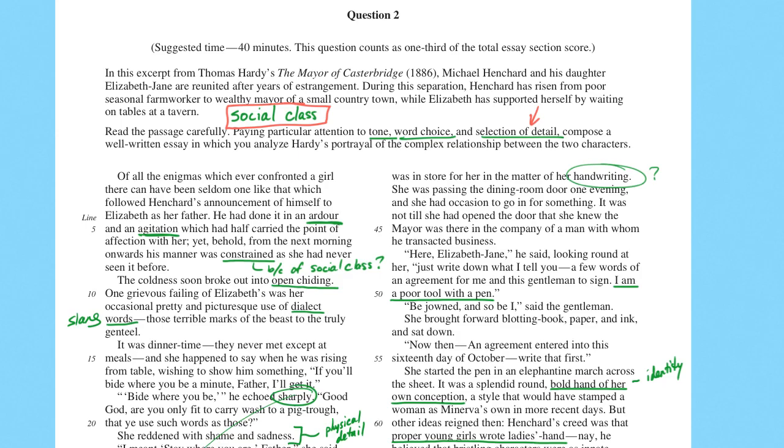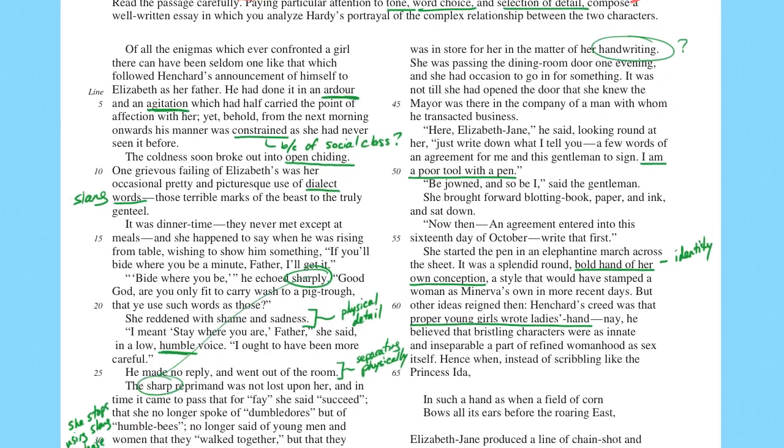One thing I noticed that they don't have listed here that I think is a really obvious choice is characterization of both Elizabeth and her father. That'll be an important part of my response to this passage. So now I've got to figure out how I'm going to organize it. The easiest way is probably just break up the passage into 3 sections, and I think that happens logically.